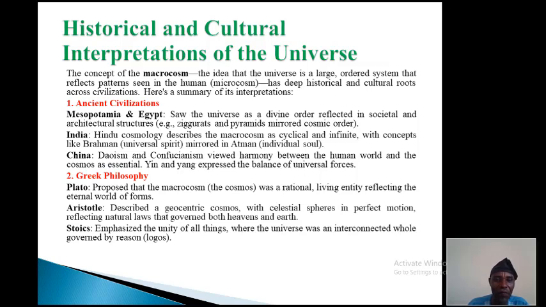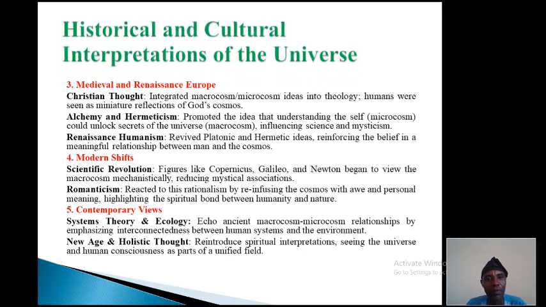Then among the Greek philosophy, people like Plato have something to say, and he proposed that the macrocosm, the cosmos, was a rational, living entity reflecting the eternal world of forms. Aristotle in his own described a geocentric cosmos with celestial sphere in perfect motion, reflecting natural law that govern both heavens and earth. Then the Stoic emphasized the unity of all things, where the universe was an interconnected whole governed by reason, which is logos.